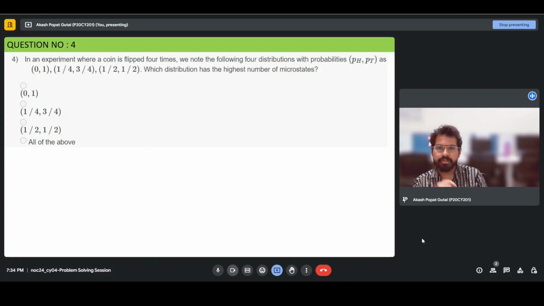The hint for this question is you can use the same Shannon entropy to determine the highest number of microstates.